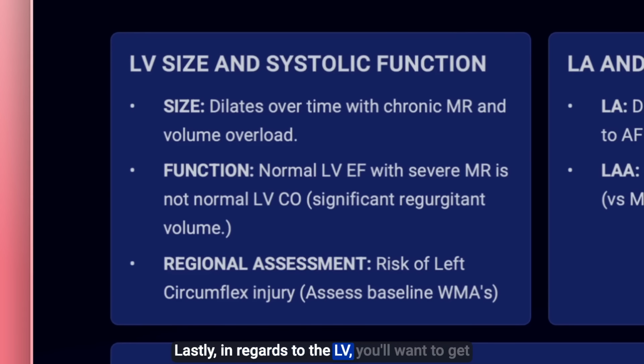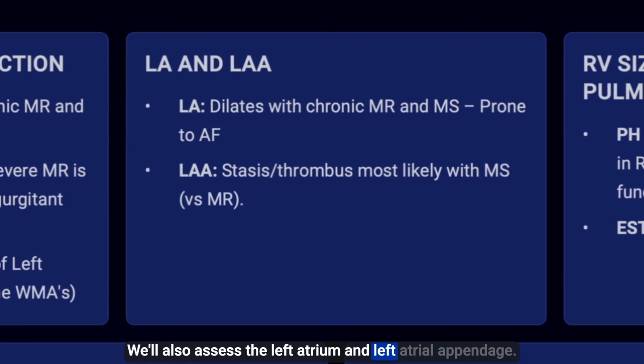Lastly, in regards to LV, you'll want to get a baseline regional wall motion assessment. One of the main complications of the surgery can be injury to the left circumflex artery, which can cause regional wall motion abnormalities. So knowing what is normal beforehand can aid you when you come off cardiopulmonary bypass after the valve has been replaced. We'll also assess the left atrium and left atrial appendage.